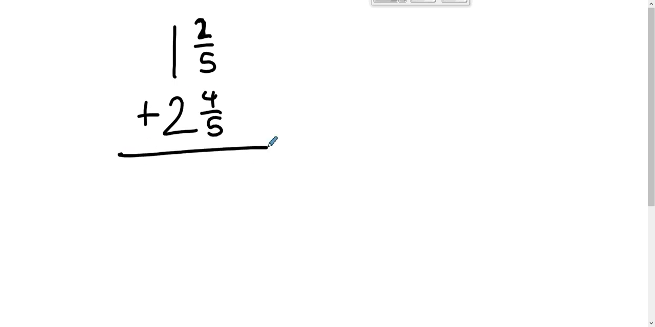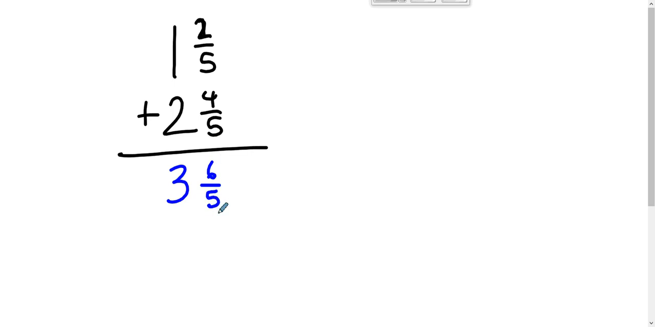Incidentally, let's do bad things. This drove people nuts when I was a kid. 1 2/5 plus 2 4/5, and what the heck is that, and who can even know? Like 1 and 2, that's pretty easily 3. 2/5 and 4/5, that's pretty easily 6/5.